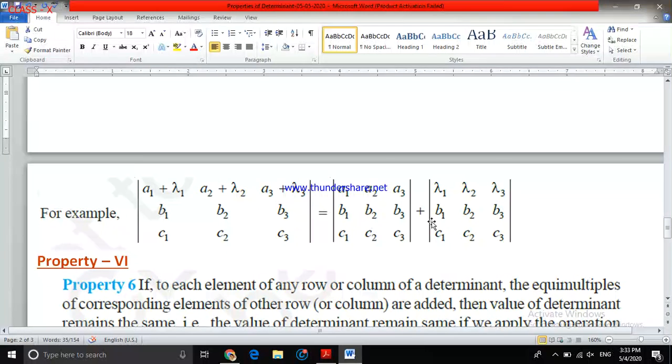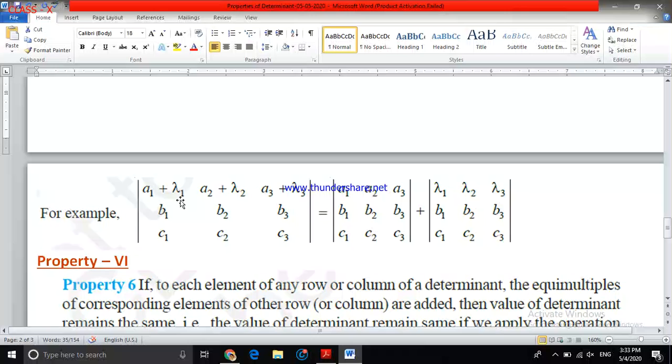Observe the difference between the LHS and RHS. In the LHS, I have a1 plus lambda 1, a2 plus lambda 2, a3 plus lambda 3. But in the RHS, I have taken a1, a2, a3 in the first row, and lambda 1, lambda 2, lambda 3 in the second row. So here the sum of each and every term is splitting into two determinants. The second row and third row in the LHS will remain the same in the respective two matrices on the right hand side. So if you have the sum of two terms, you can split it.